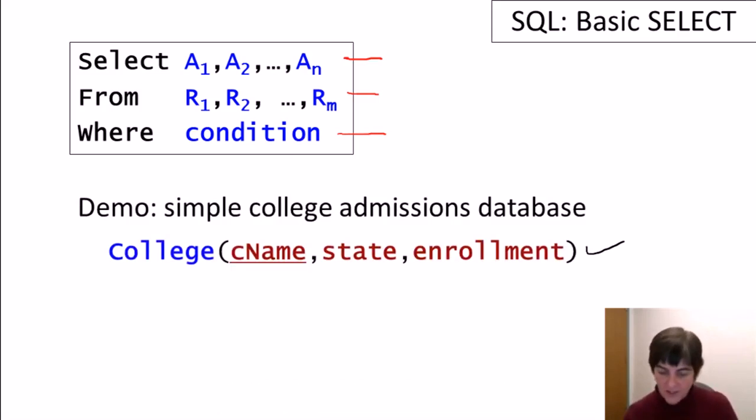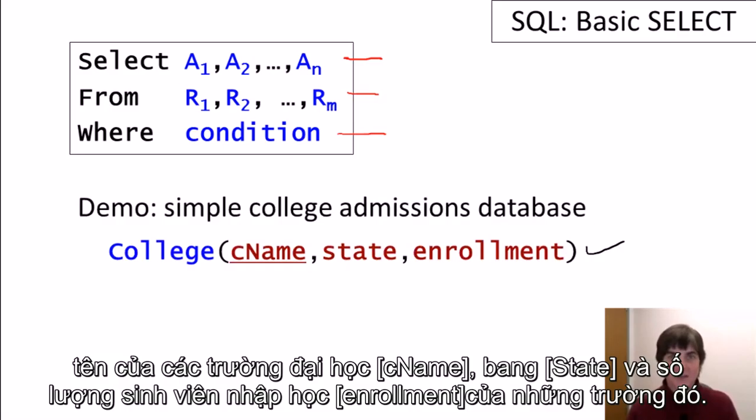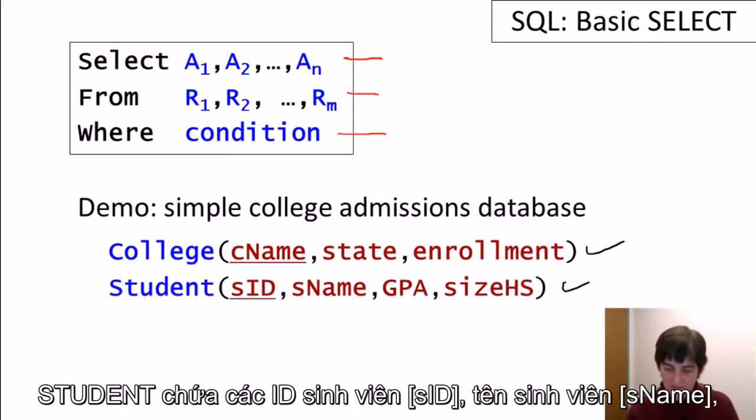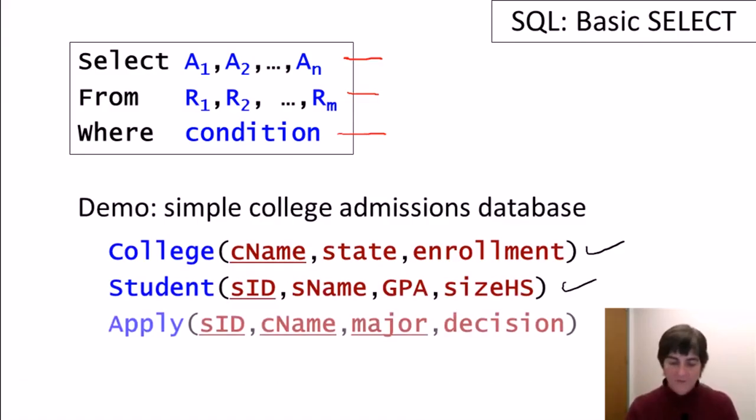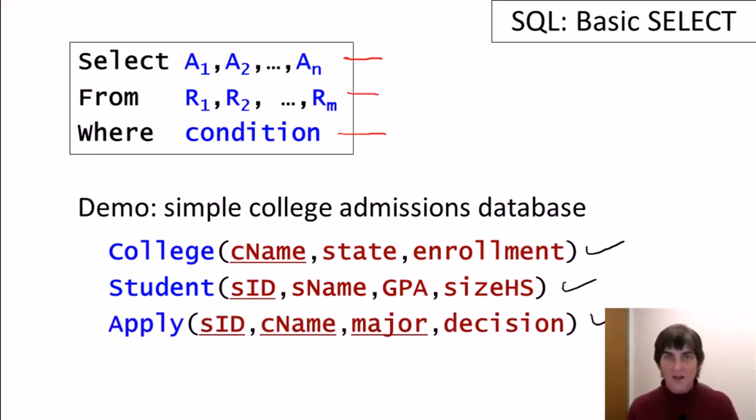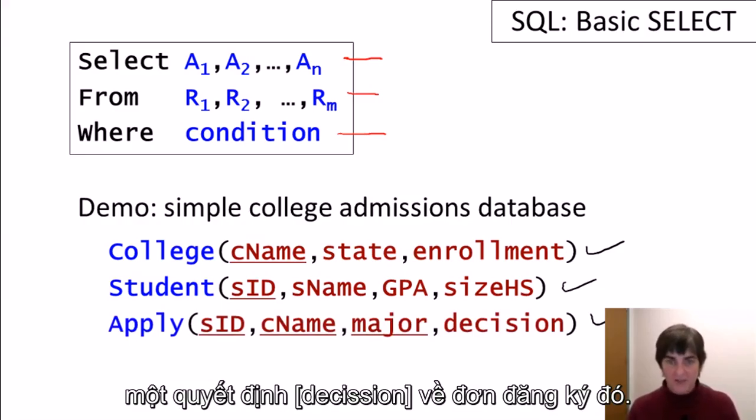We have the college relation. The college relation contains information about the name of colleges, the state, and the enrollment of those colleges. We have the student relation, which contains student IDs, their names, their GPA, and the size of the high school that they come from. And finally, the application information that tells us that a particular student applied to a particular college for a particular major, and there was a decision of that application.